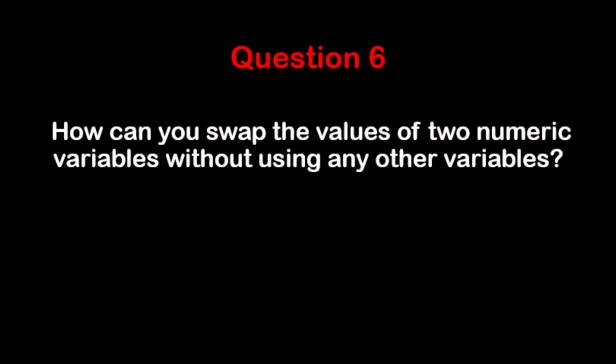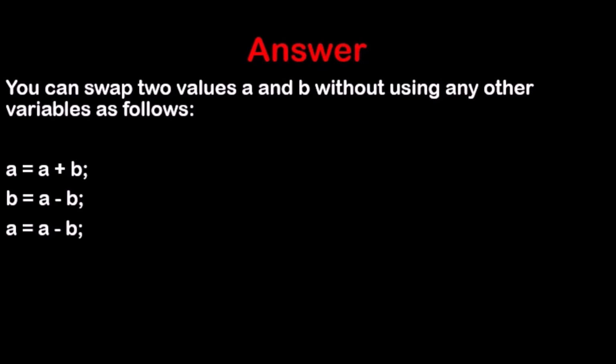Question number 6. How can you swap the values of two numeric variables without using any other variables? Answer. You can swap two values a and b without using any other variables as follows.